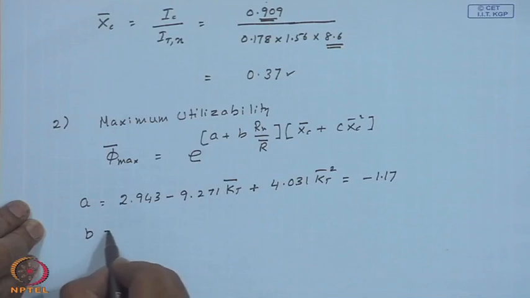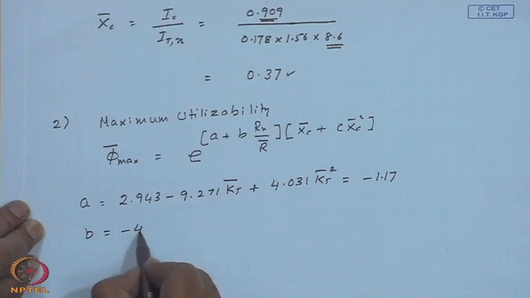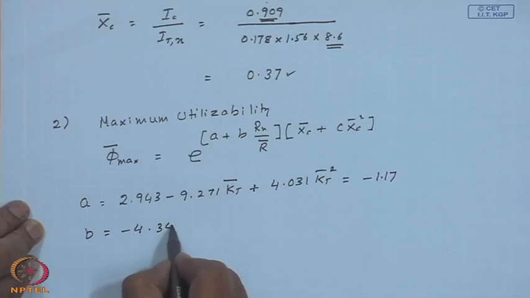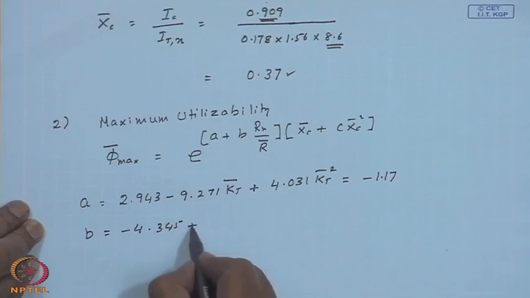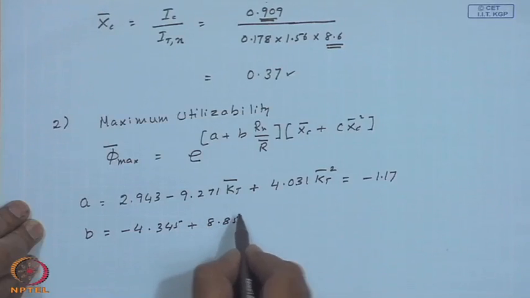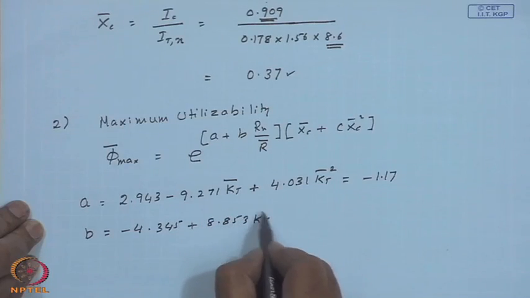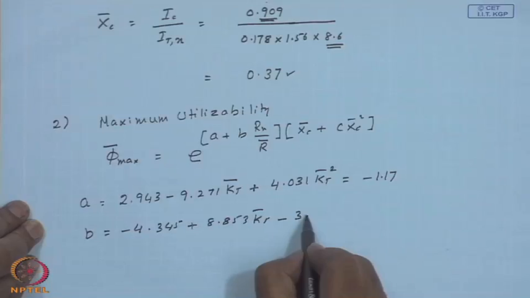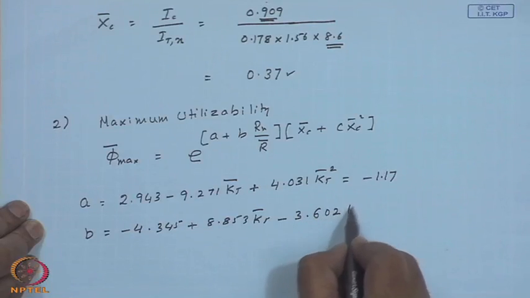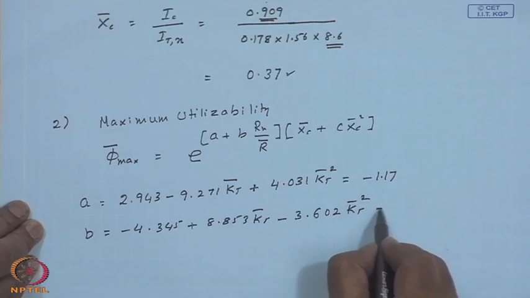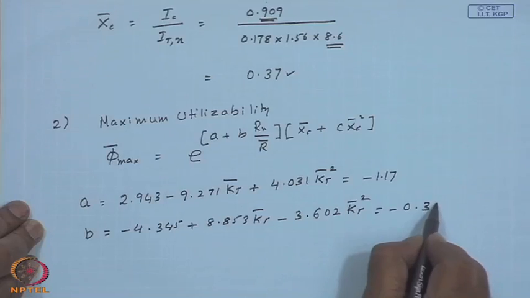B will be 4.345 plus 8.853 kT bar minus 3.602 kT bar squared, equal to minus 0.33.